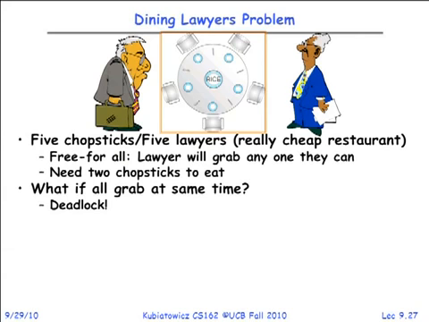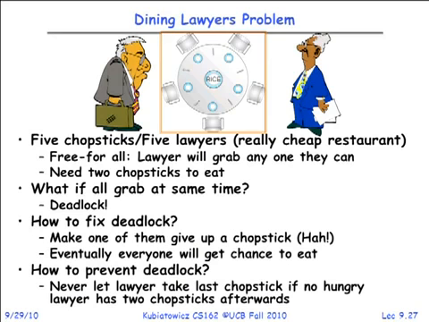So how do we fix the deadlock? Well, one way is to make them give up a chopstick, which seems unlikely. The other is to make sure, here's a rule, you ready for this? We're never going to let a lawyer take the last chopstick if no hungry lawyer has 2. Think that through for a second. It seems kind of messy, but what it says is if there's only 1 chopstick on the table, you're never going to allow somebody to take it if nobody else has 2 chopsticks.